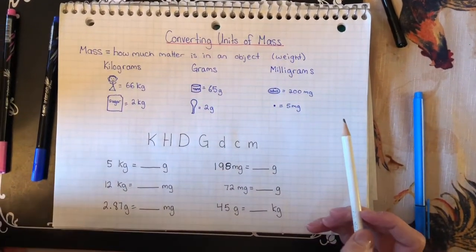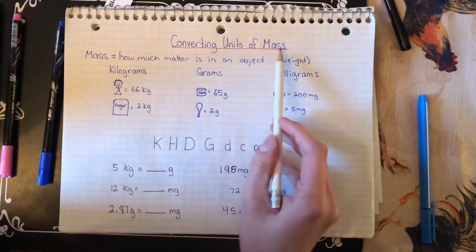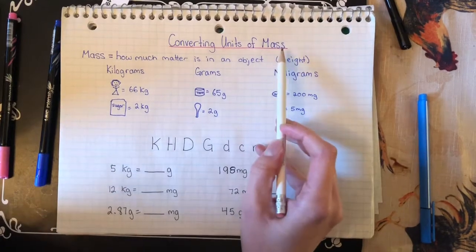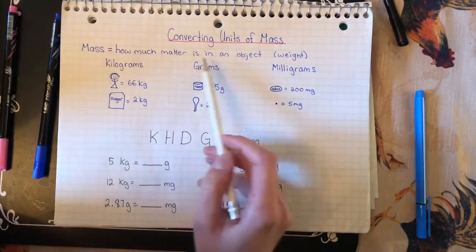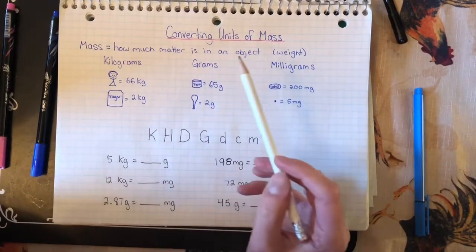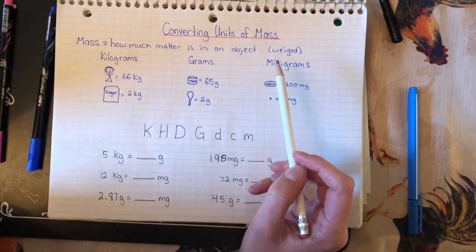All right, in this lesson, we're going to look at converting between metric units of mass. So, mass. What is mass? Well, by definition, it's how much matter there is in any object. It's not the same as weight, but it's close enough that we can think of it like weight.